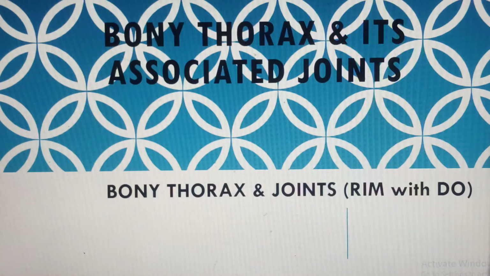Now, today's section, I want to quickly clear certain things regarding the bony thorax and its associated joints. So, without much ado, let's quickly set the ball rolling.